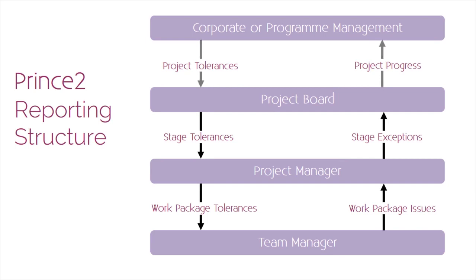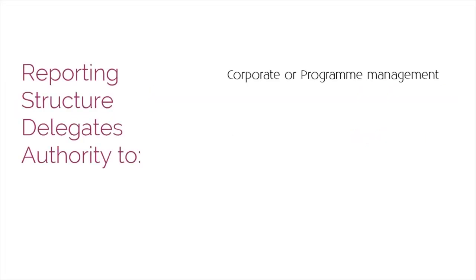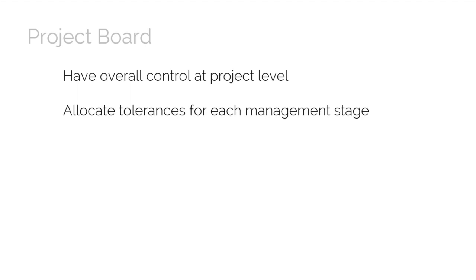As you can see here, there are 4 levels of management in PRINCE2. The first level of management is corporate or program management. They're responsible for setting overall tolerance levels for the project. The second level is the project board, which has the overall control at the project level, provides overall direction to the project, and allocates tolerances for each management stage to the project manager.